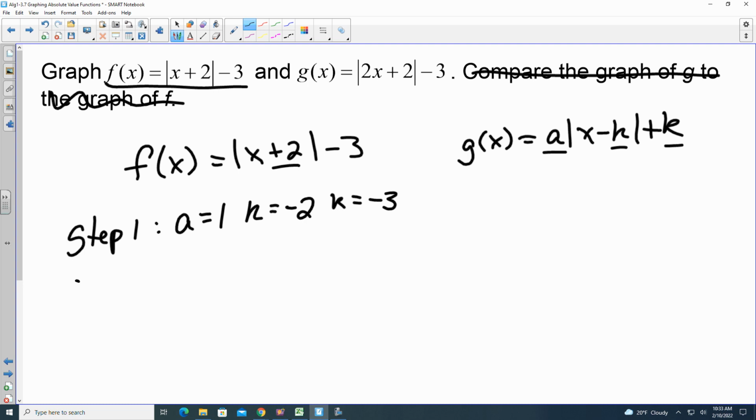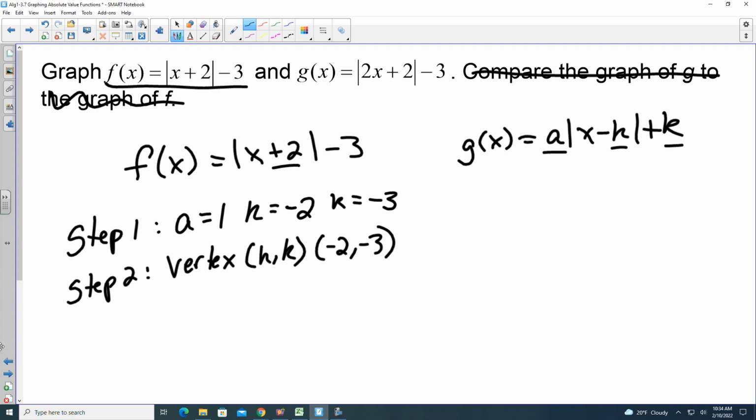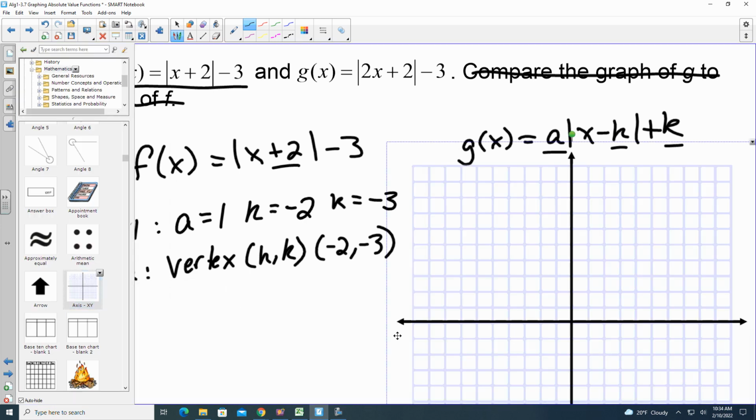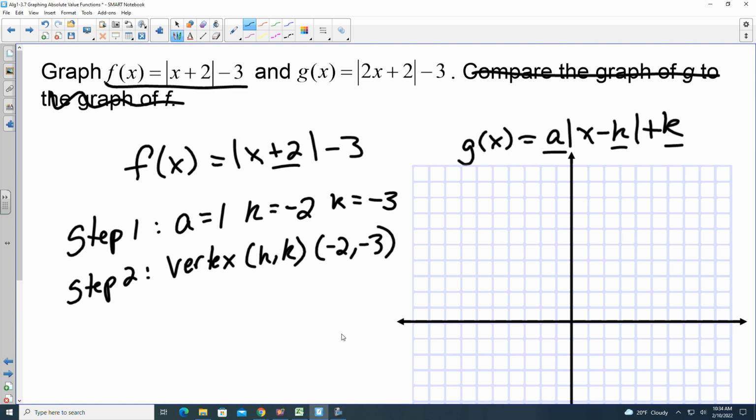Step 2, we need to identify the vertex. The vertex is going to be the values of h comma k. Well, h is negative 2 and k is negative 3, so my vertex is going to be located at negative 2 comma negative 3. So let's plot that point. So negative 2 comma negative 3 is right there.